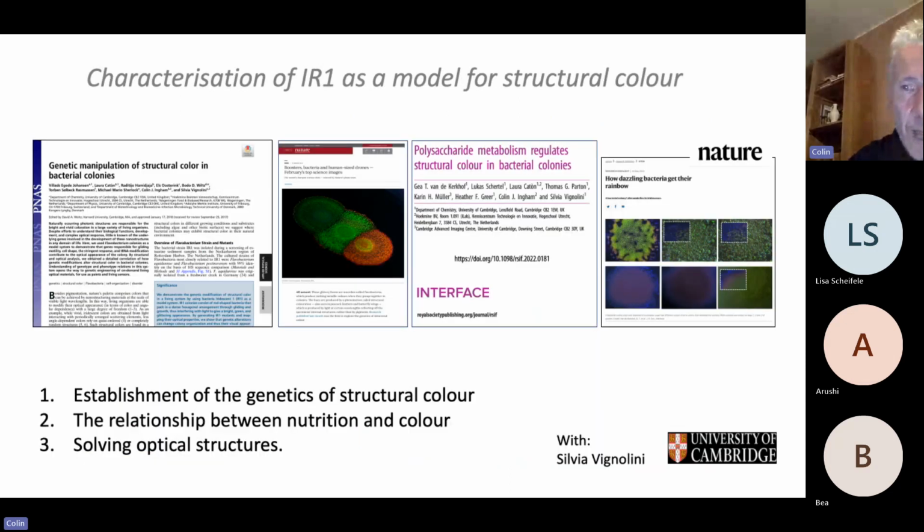Some of this is published, including the really detailed structures involved, and a lot of the genetics and the strains. I think some of you have seen that. We have already established some of the genes from this process, and also links between nutrition and color: how you grow the bacteria, and how you can change the color by doing that.